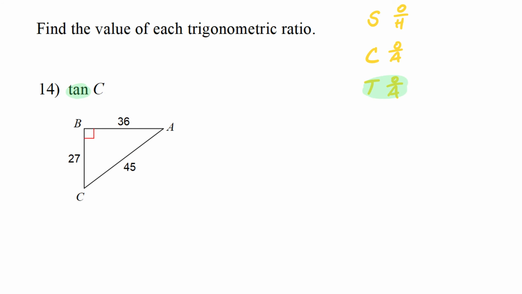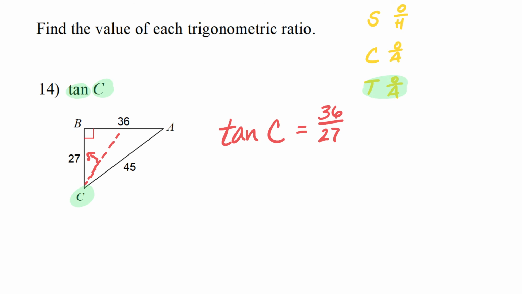And then we need to find the angle of reference. So this is C. On this figure, we find the opposite side of C, which is 36. So tan of angle C is equal to the opposite side, 36, over the adjacent side. Remember, yes, the hypotenuse is adjacent, but the hypotenuse is the hypotenuse. We don't consider that the adjacent side.